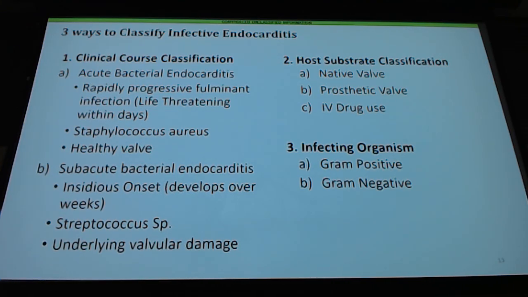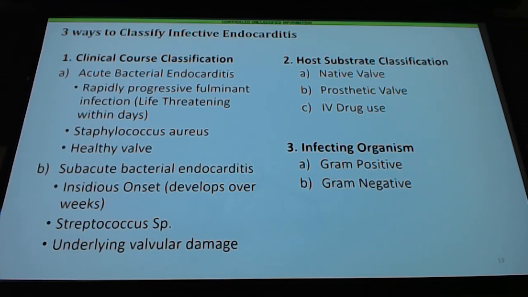The second way to classify it is what is the host substrate. So a healthy valve means the valve that's normal functioning, you were born with it. It should be covered with an endocardium because it is native to you. A prosthetic valve would be, of course, they've had other valvular diseases and they've had a heart valve replaced with either a pig valve or a mechanical heart valve.